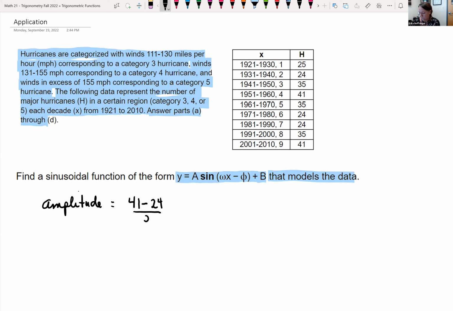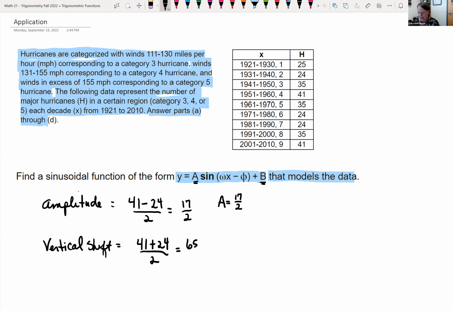And then we divide this by 2. So 41 minus 24 is 17, all divided by 2. So this is our A value of our function. Now the next thing that we're looking at is our vertical shift. We can get that vertical shift by looking at our max value, which is 41, plus the minimum value, which is 24, and divide this by 2. So we have a vertical shift here of 65 halves. So this is our b value of our function.